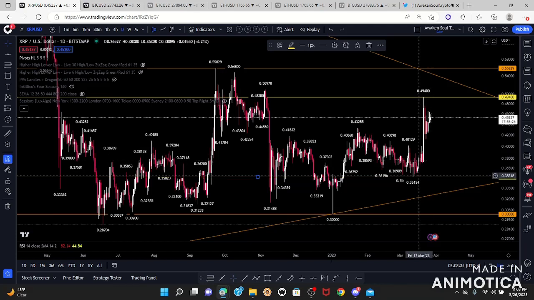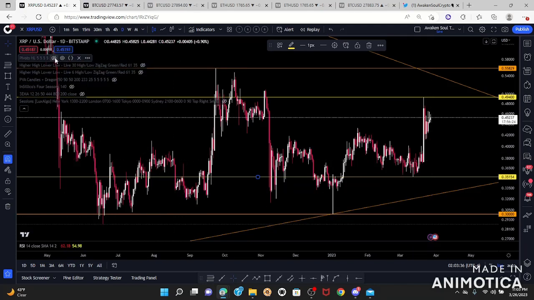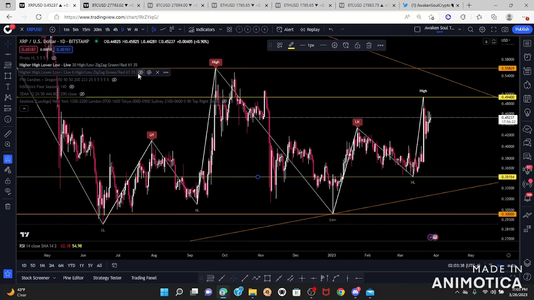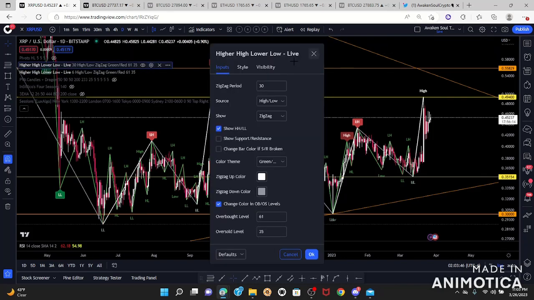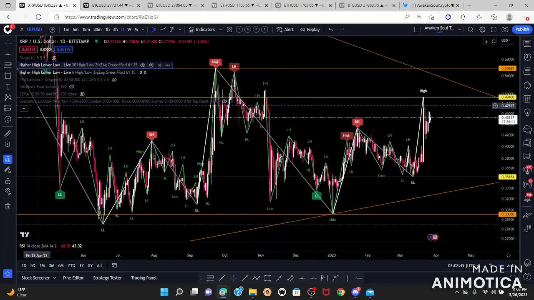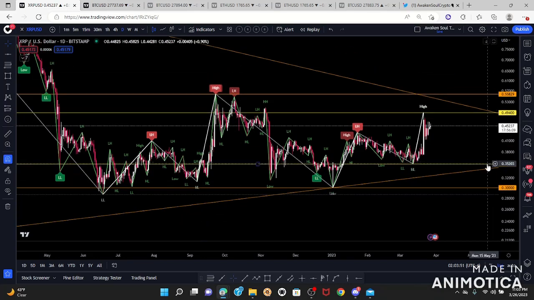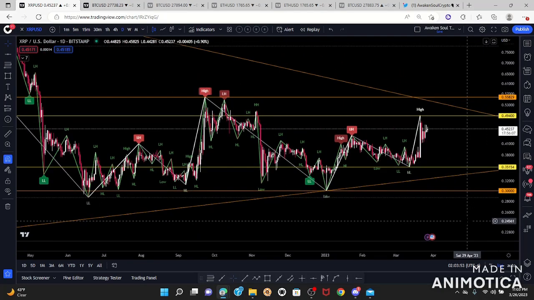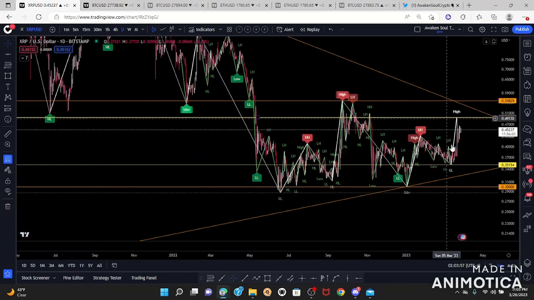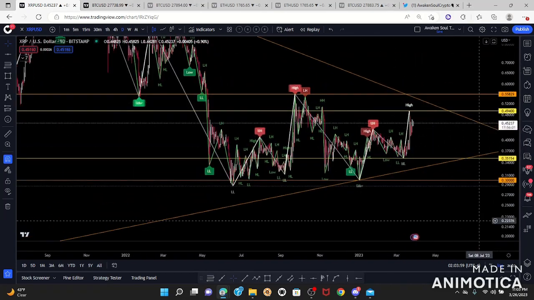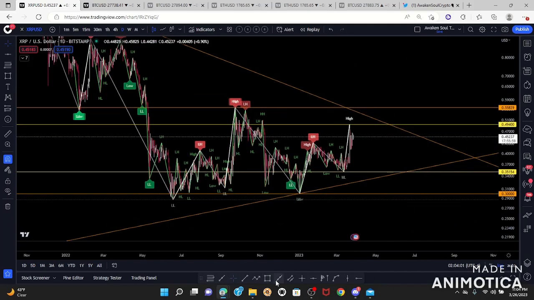Okay, so within the daily, I like to turn on my higher high, lower low trend lines, and I do use two of them that I overlap. One is always set at 30, and one I play around with 3, 6, or 9, keeping it within the universe numbers. So just looking at this, I want to draw some trend lines. Again, just focus on price action.